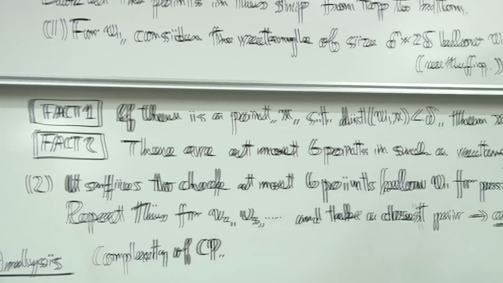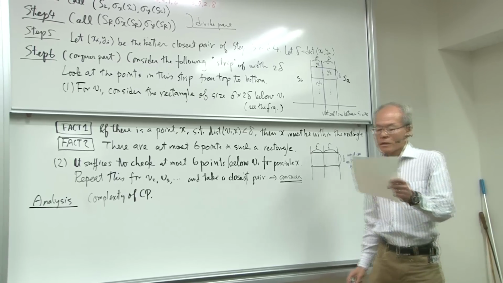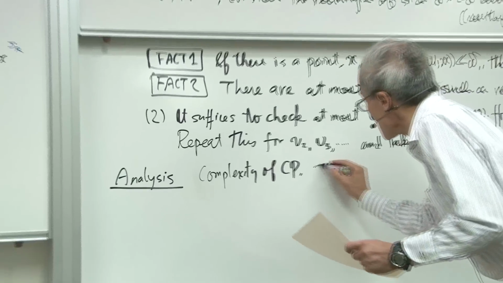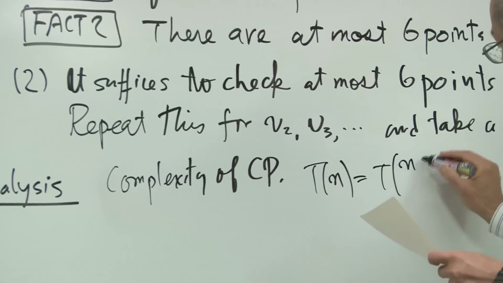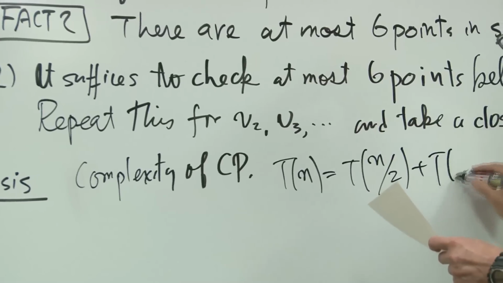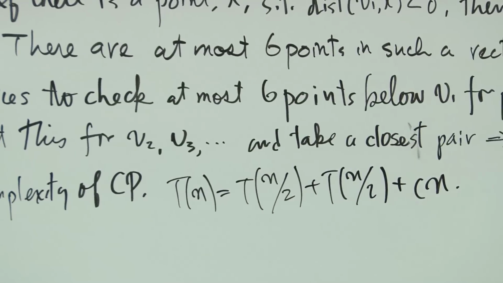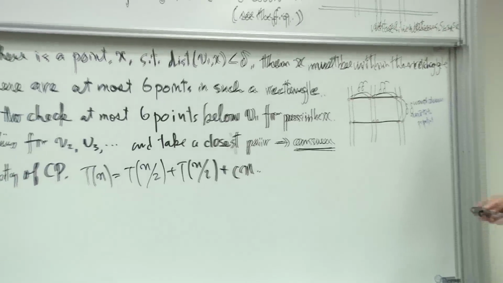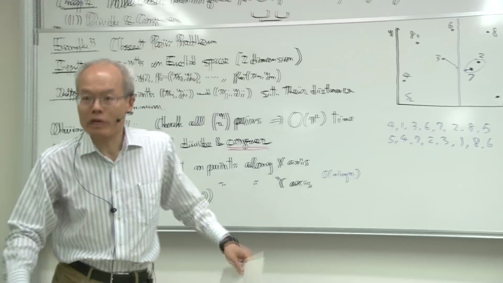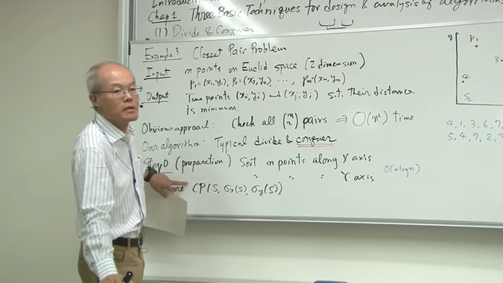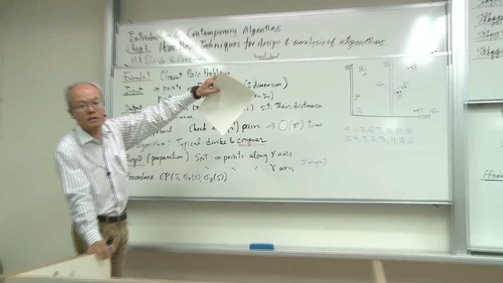Okay, complexity of just the procedure closest pair, CP. Then we can write the equation T of n is equal to T of... Why? We are now excluding the preparation step. We are not counting this step. We are counting only the procedure CP.